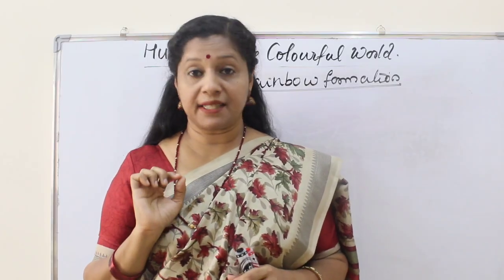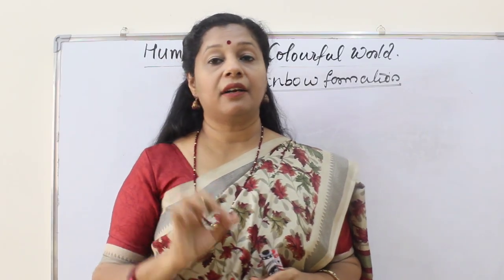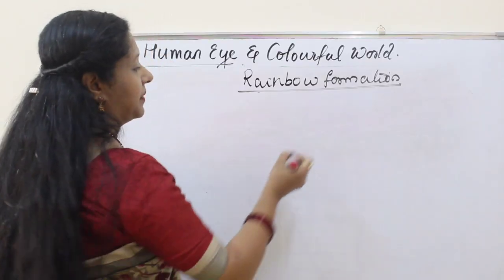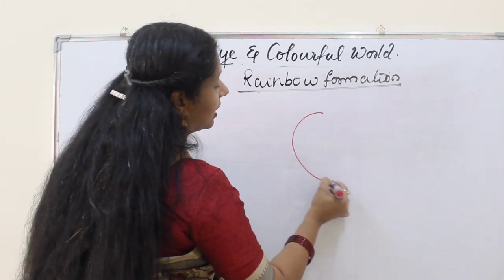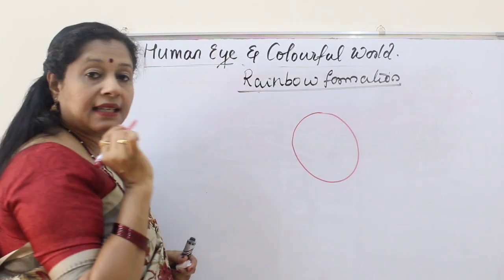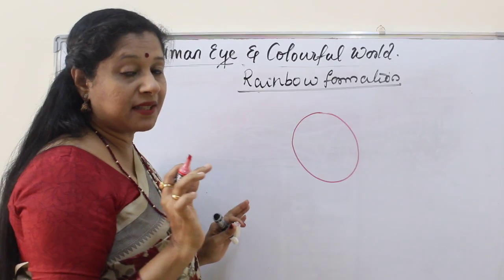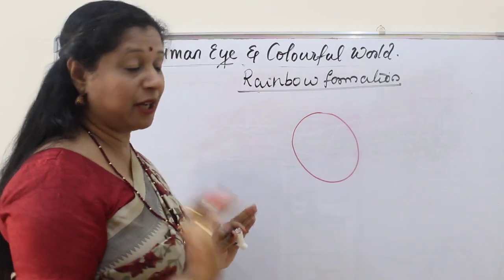But it is not only dispersion happening here, there are a few more phenomena associated here. So let's take the water droplet. It is inevitable in this process. Without water droplets, no rainbow.